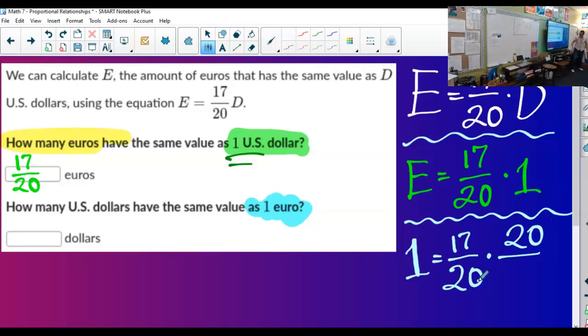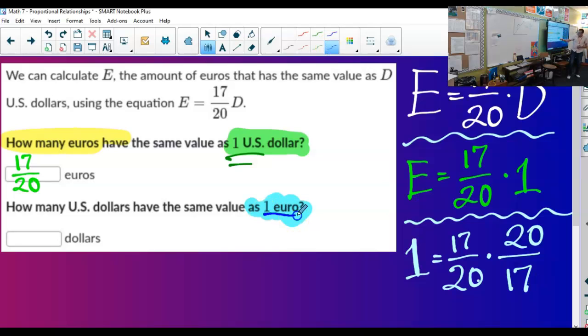Yes, I got excited. What number can I put on bottom to wipe out the 17 on top? The 17! This is what we call a reciprocal. I like to call it a refliprical, but the real name is reciprocal.